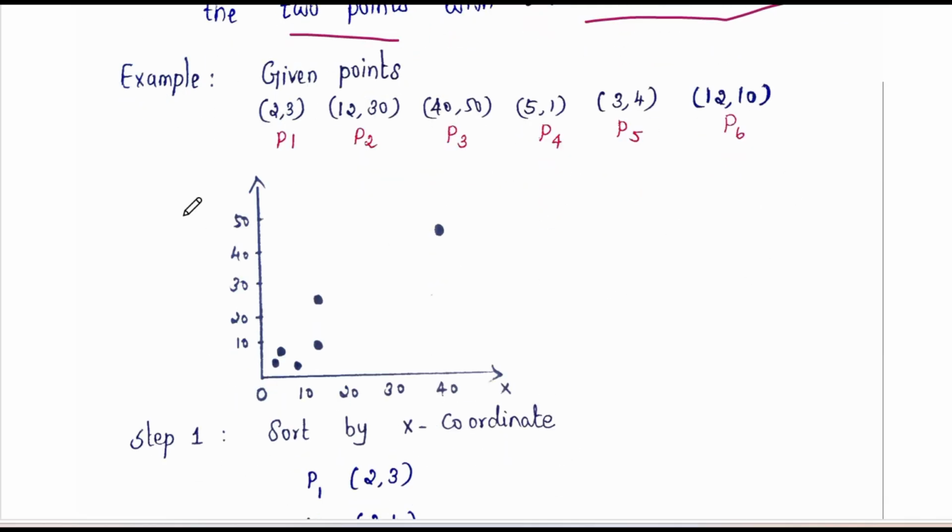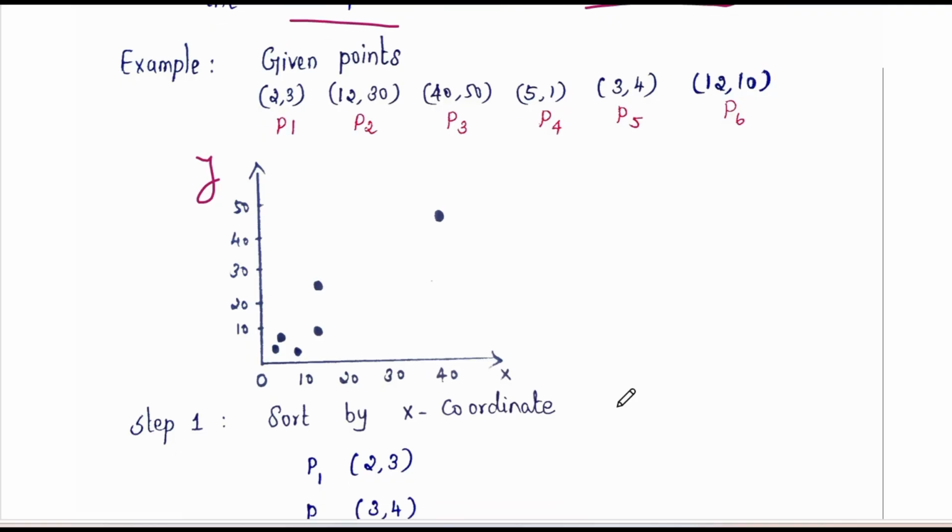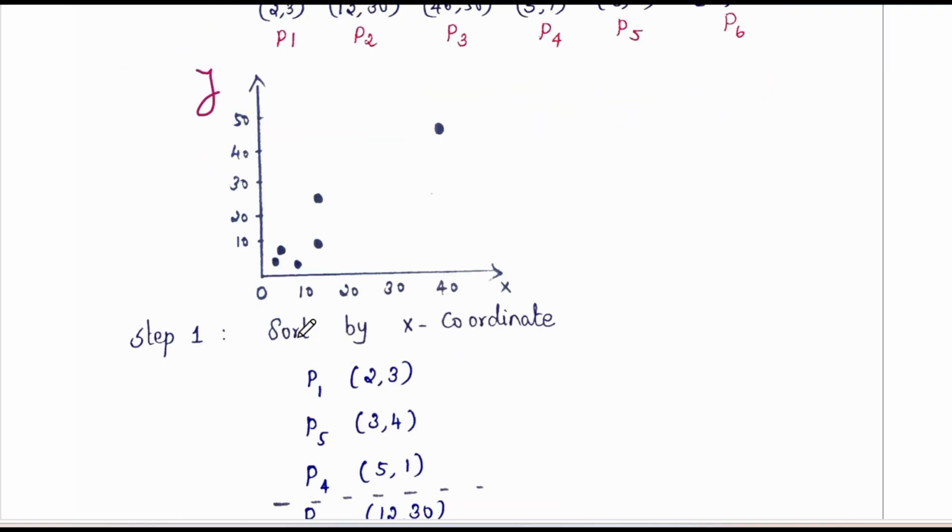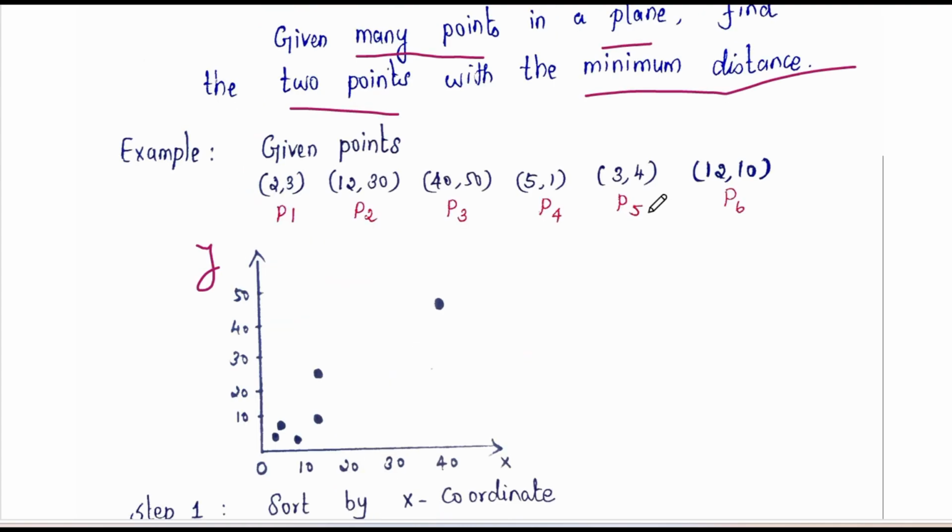So this is the x axis, this is the y axis. Some points are placed in some positions. Okay, so first, step 1, sort by x coordinate. Sort all points based on the x value. A point has two coordinate values, one is x, another one is y, right? So we first sort all the points based on the x coordinate.